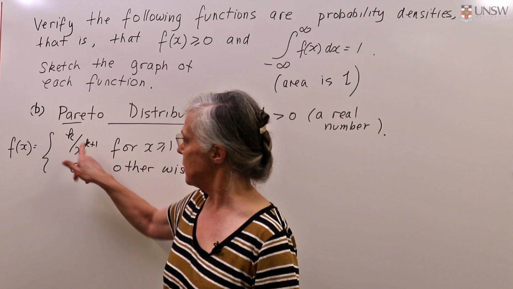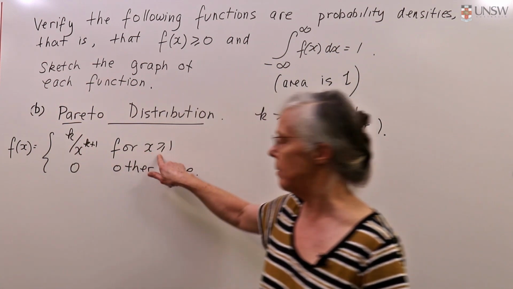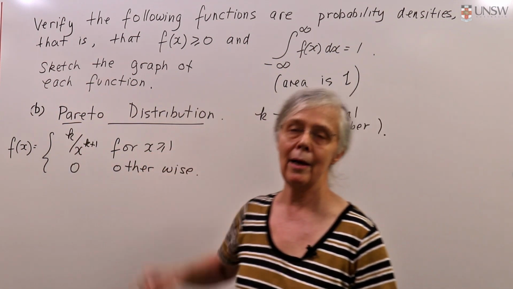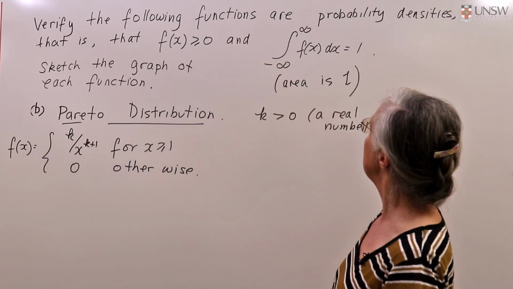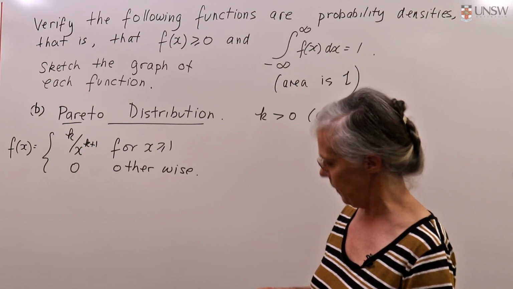And the density function is k on x to the k plus 1 when x is greater than or equal to 1 and 0 otherwise. We need to do these three things to show that it is a probability density function.